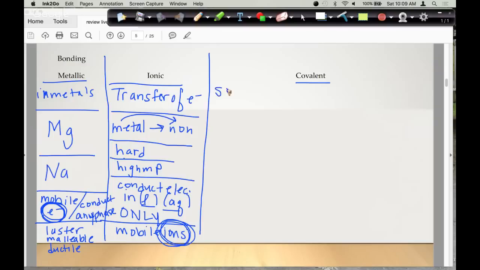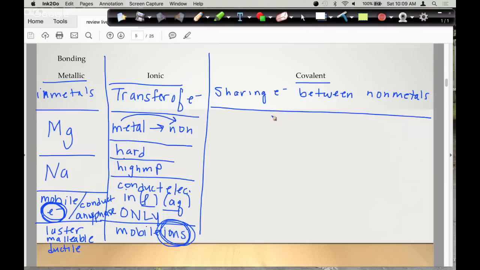For covalent bonding, that's going to be sharing electrons between nonmetal atoms. So these electrons are shared between nonmetals because nonmetals are going to have such a strong electronegativity or high electronegativity that they pull on those electrons so tightly that no one atom can take them away from the other.